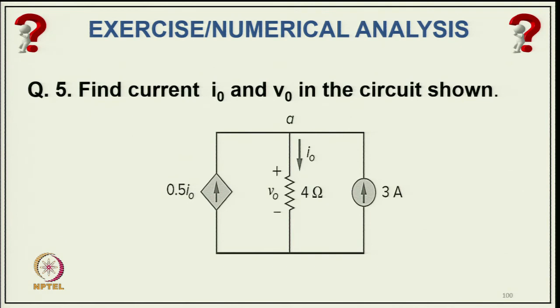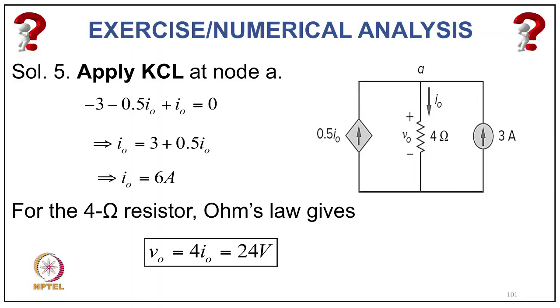Now, coming to question 5, find the current I0 and voltage V0 in the circuit shown here, where you have one current source and one dependent current source of 0.5 I with a 4 ohm resistance, quite an interesting problem. So, applying Kirchhoff's current law at node A, two currents are entering, 3 ampere and the 0.5 I dependent current source, and the current leaving is I0, equal to 0.